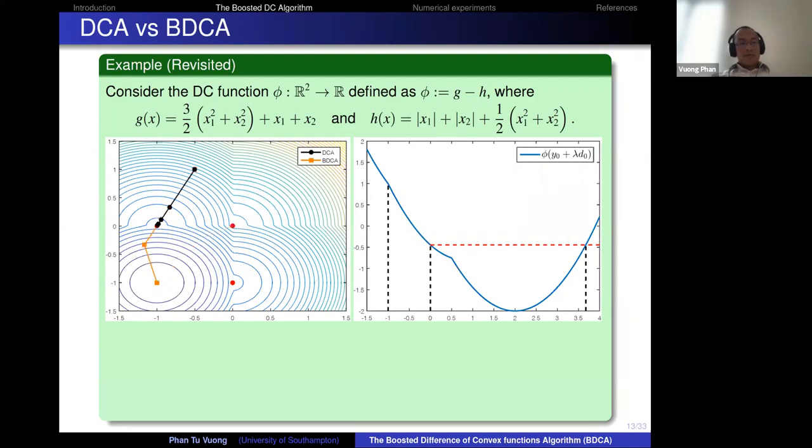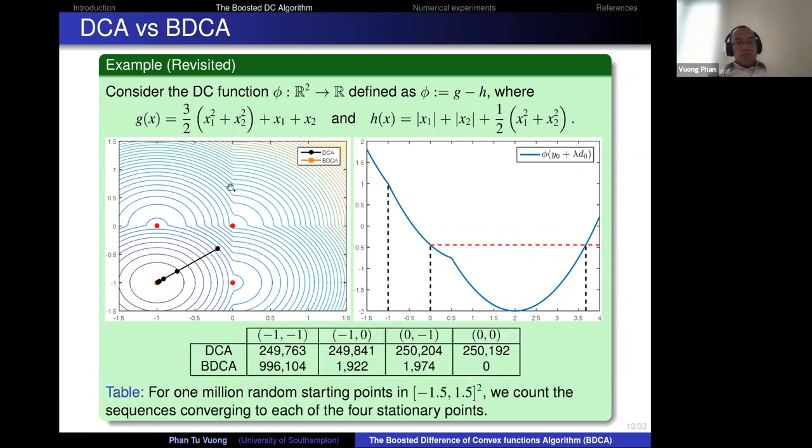Here's the same situation. Finally, if we take the starting point in the neighborhood of the global optimal, then both BDCA and DCA send you eventually to the global optimal. But here, for example, DCA takes 4 or 5 iterations, and BDCA takes only 1 iteration.